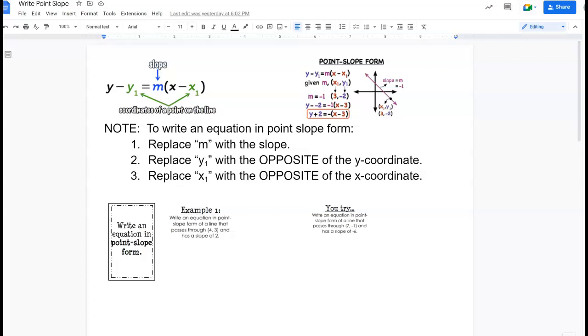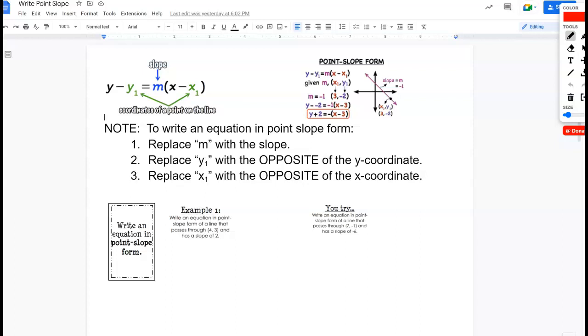Today we're going to learn how to write an equation in point-slope form. So these are your notes for today, and you can follow along while I go over them. You can pause and try the examples on your own and then play the video again to check. Point-slope form tells you a point on the line and the slope of a line.